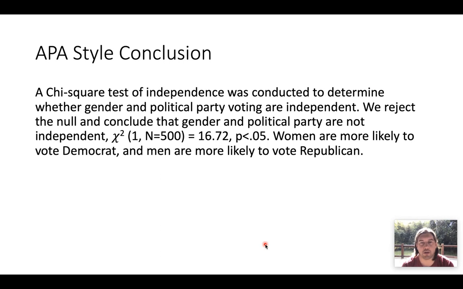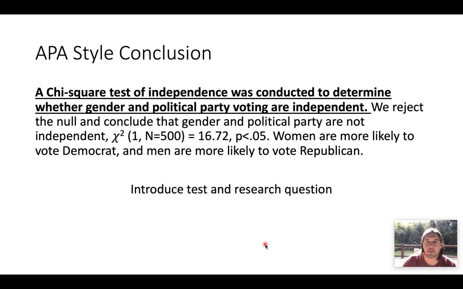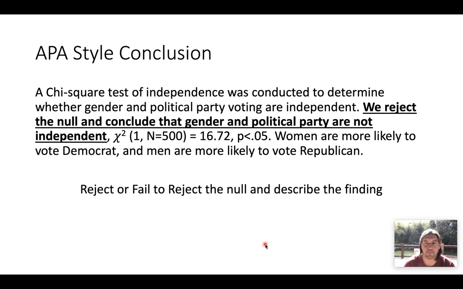Here's our APA style conclusion. A chi-square test of independence was conducted to determine whether gender and political party voting are independent. So we introduced our test and our research question. We reject the null, and we describe our finding. We conclude that gender and political party are not independent. They are related to one another.